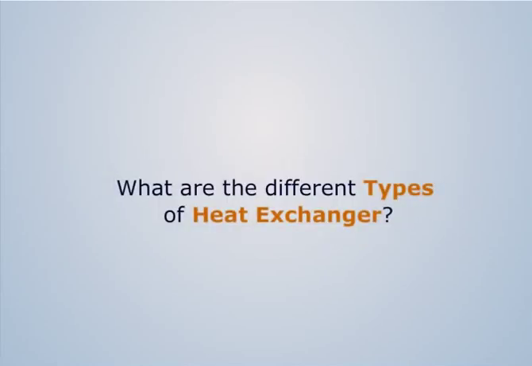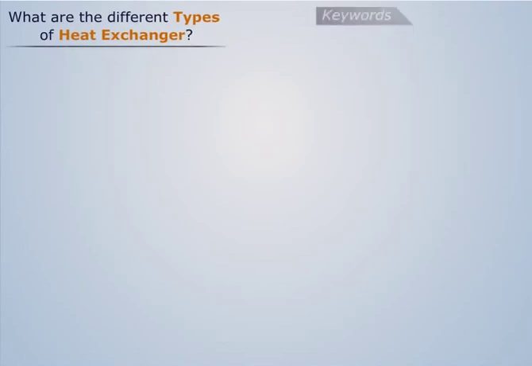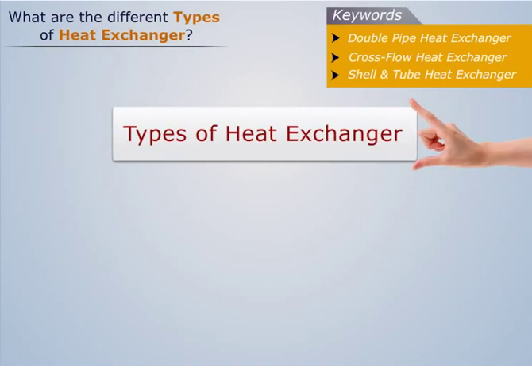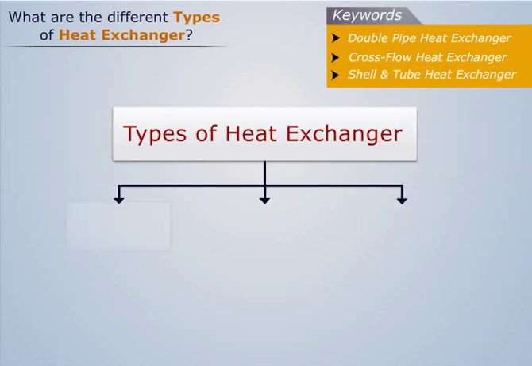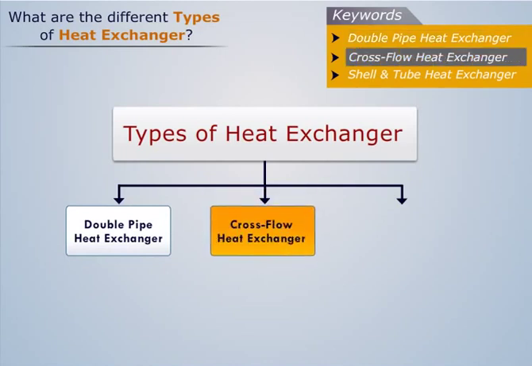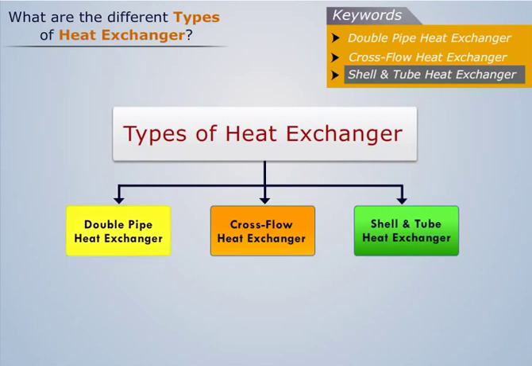What are the different types of heat exchanger? In general, the different types of heat exchanger are the double pipe heat exchanger, cross-flow heat exchanger, and the shell and tube heat exchanger. Let us understand each of these heat exchangers one by one.